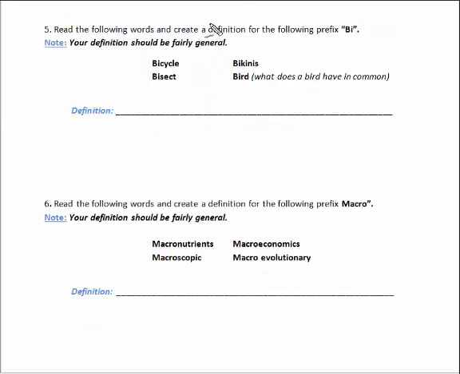Problem number 5, create a definition for the prefix bi. We have bicycle, bikini, bisect, and bird. Start with bicycle. Bicycle has bi in front. It is, of course, something that has two wheels. Bikini. A bikini is a two-piece, top and a bottom.